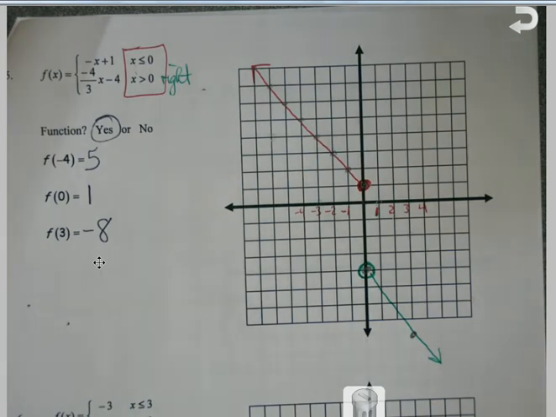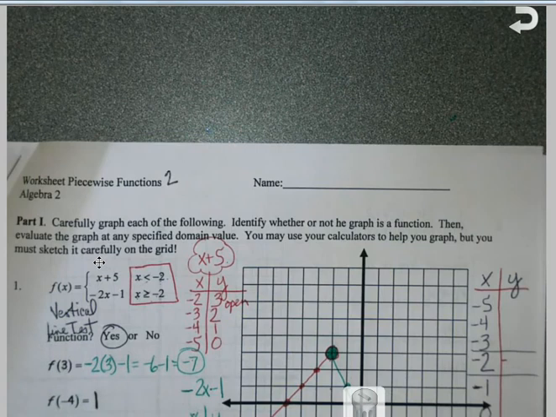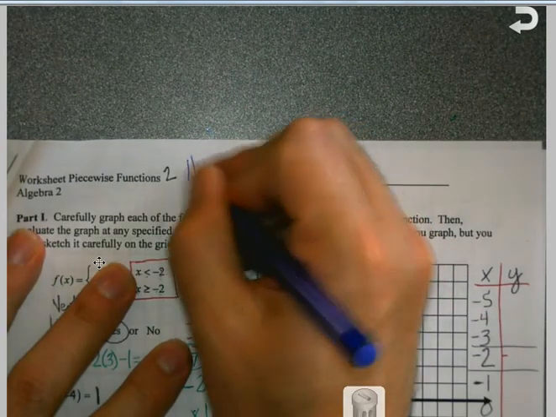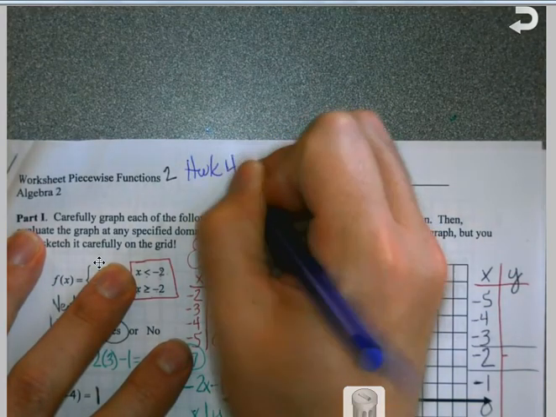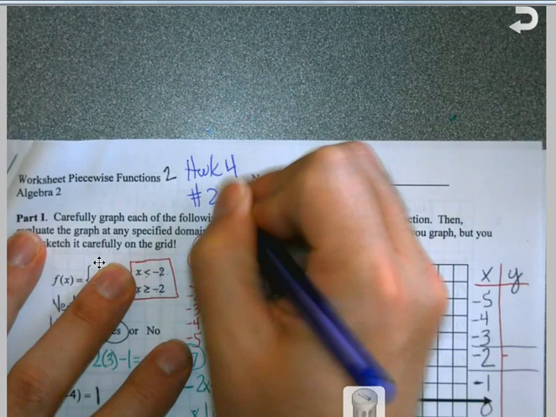This one will be on the next homework check. That's correct. This will be assignment number 2. I should write that on here. Let me do that. Homework check for assignment number 2.